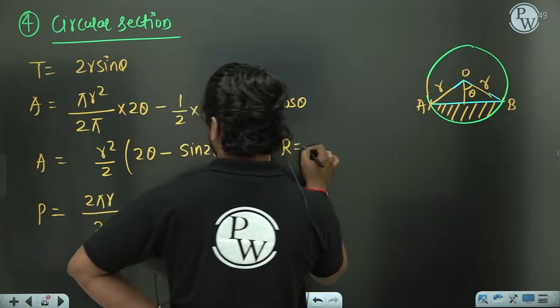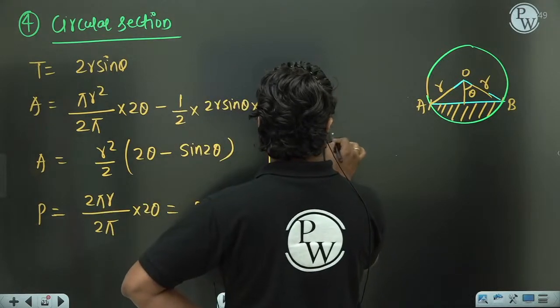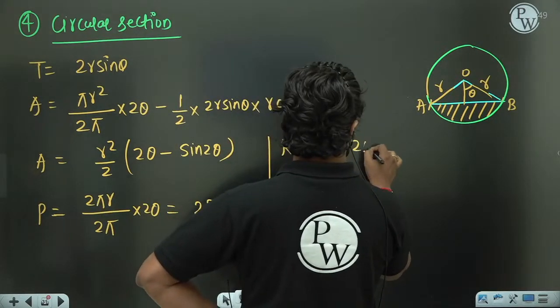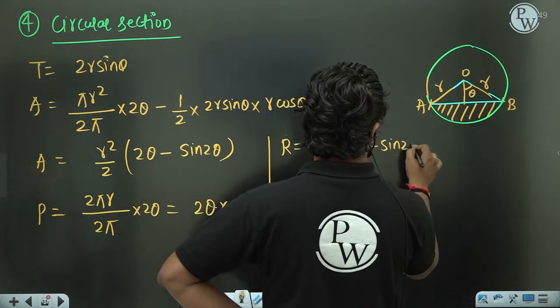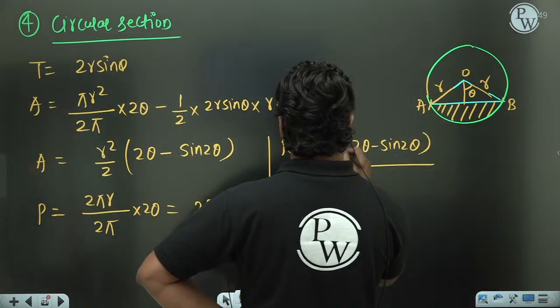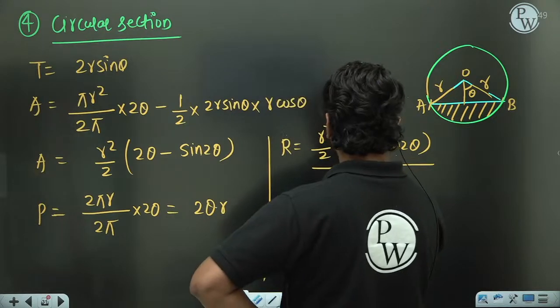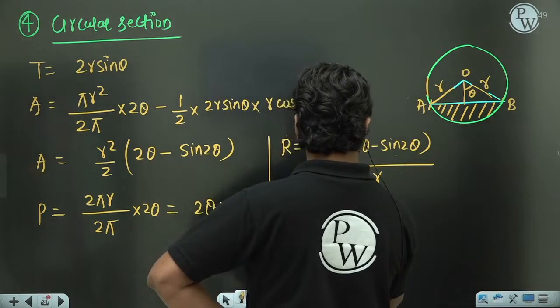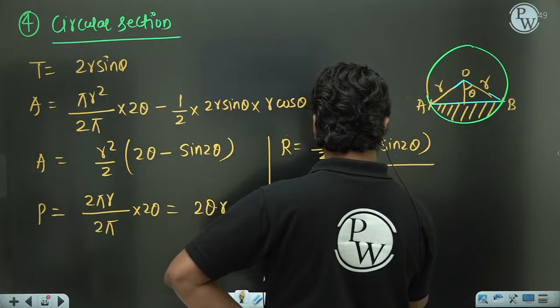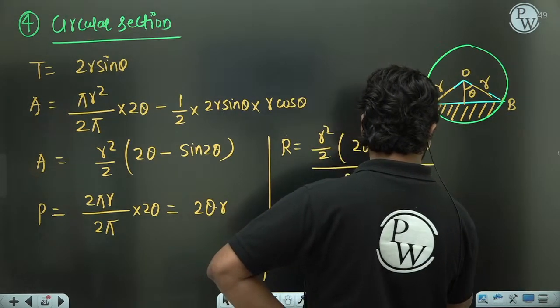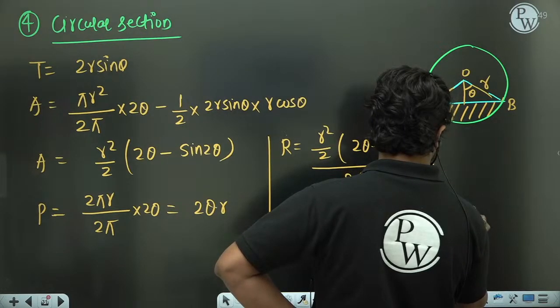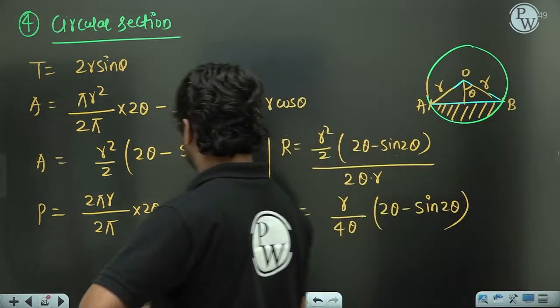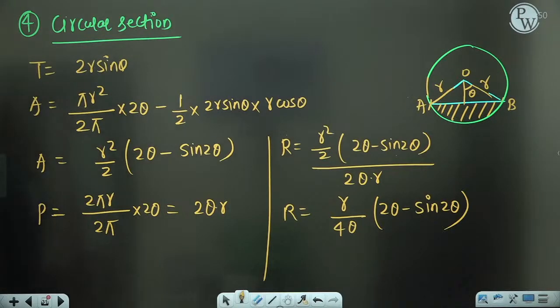So R will be equal to R squared by 2, in bracket we have 2 theta minus sine 2 theta, divided by area by perimeter, so divided by 2 theta R. So what we got? R upon 4 theta, in bracket we have 2 theta minus sine 2 theta. This is the formula for R we got. R by 4 theta, 2 theta minus sine 2 theta.